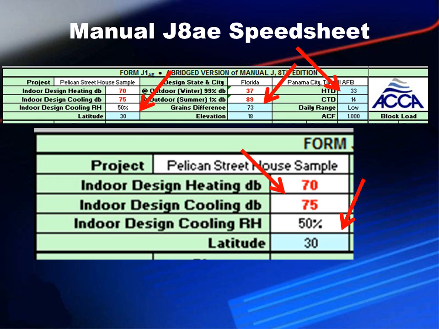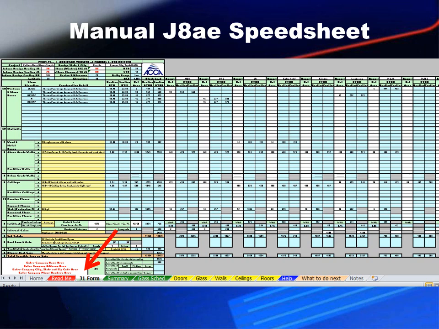Now the next thing you need to fill in is the indoor design heating and the indoor design cooling. And 70 and 75 is what you want to select here, unless the authority having jurisdiction causes you to need to put in something else to pass code requirements.